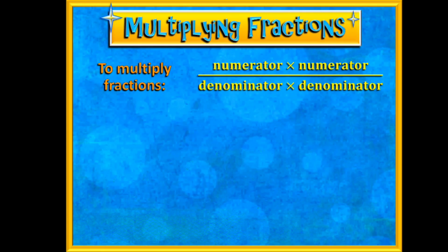Unlike adding and subtracting fractions, where we have to have similar denominators so that we can easily add or subtract them, in multiplying fractions, as long as it is in fraction form, we can easily multiply them together. Okay?